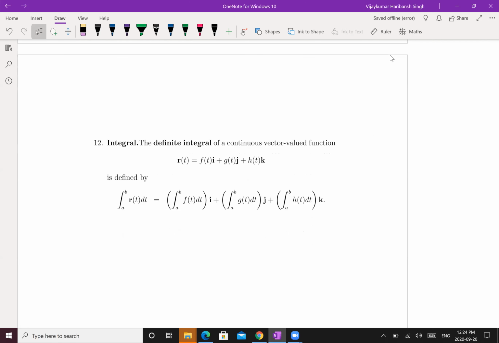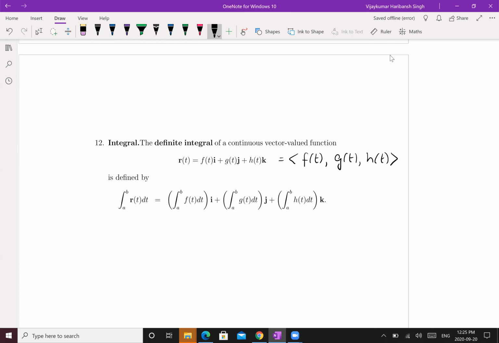Now that we have defined the derivatives, we can define the integral as well. You can prove this using the Riemann sum idea. If r of t is given as f of t i plus g of t j plus h of t k, or as f of t, g of t, h of t, you can use either of these notations. So the integral from a to b of r of t is given by: you take the first component, the integral of f of t dt, and keep it in the first component. The second component will be the integral of g of t dt. And the third component is the integral from a to b of h of t dt. So this is how we compute the integral.